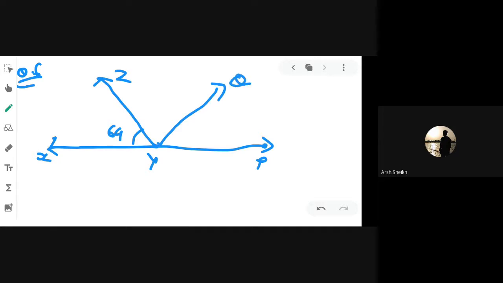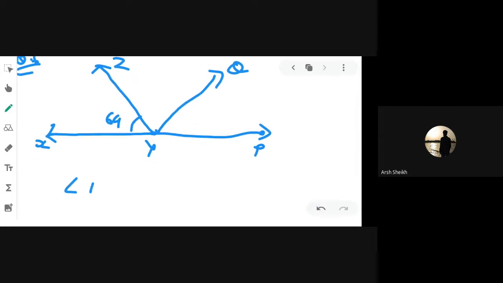So it means angle PYQ is equal to angle ZYQ. Why? Because ray YQ bisects angle ZYP as per our question. Clear, all of you?